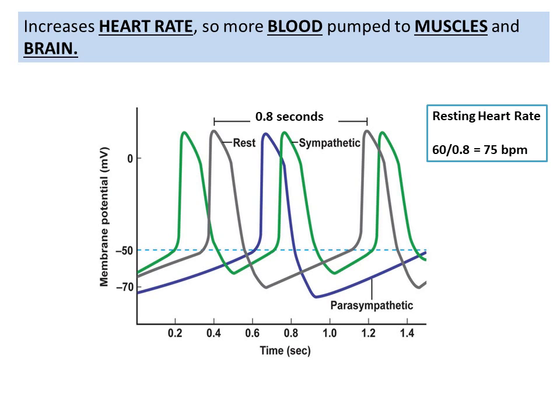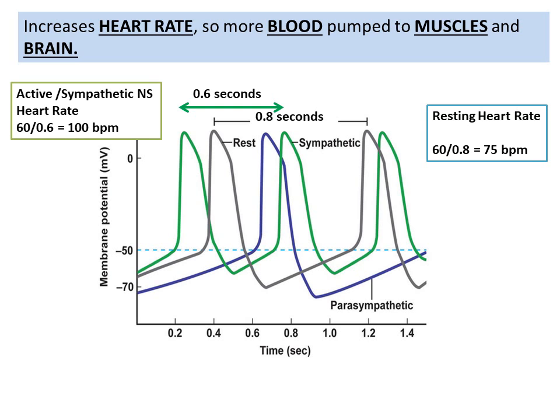If we compare this to what happens when the sympathetic nervous system is being activated, the heartbeat is now only taking 0.6 seconds to be completed. So a simple calculation, again, that you might be asked to do in an exam might be working out the heart rate of two situations. So the active or sympathetic nervous system heart rate will be 60 divided by 0.6, which gives us 100 beats per minute. And of course we could do the same thing for the parasympathetic, which is the line in blue.